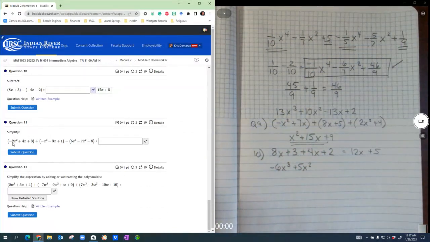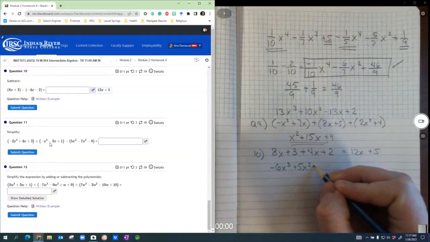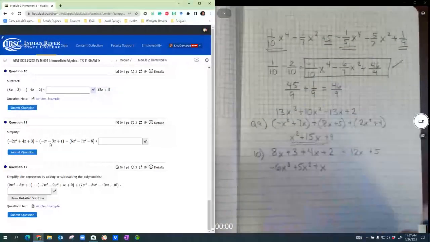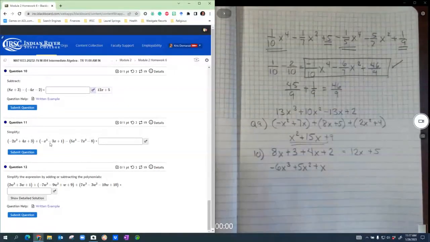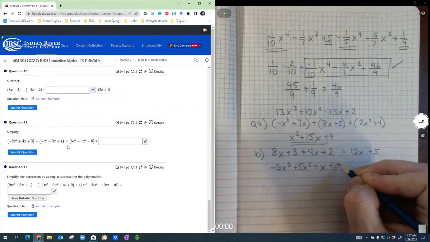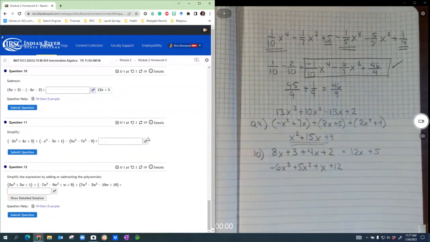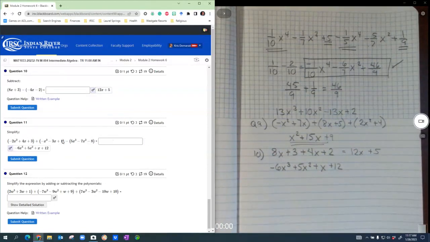All right. And then, of course, I have a 4x and a -3x. That gives me +x. And then the next is a constant, a number. So that's 3 plus 1 is 4, plus 8 because it's double negative. So 4 plus 8 is 12. And that's my answer over there.